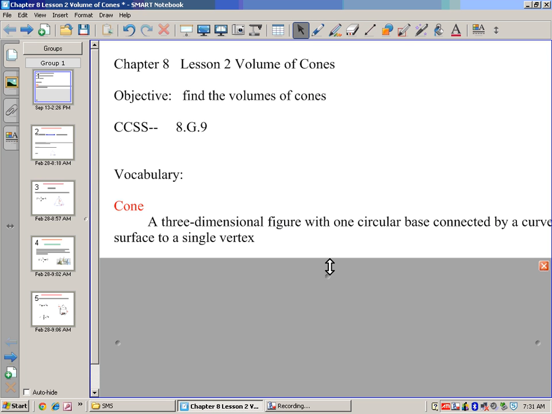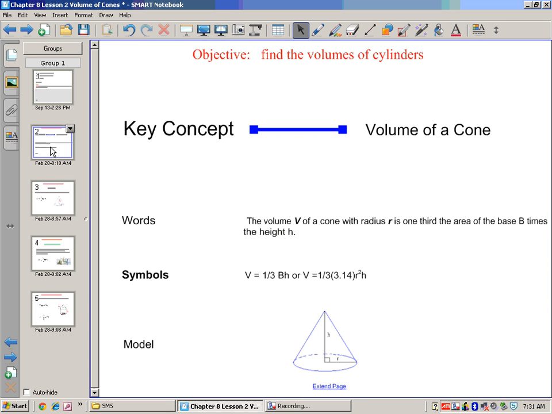Okay, write that down. Let me pause the video and then continue when you are ready. Here we go for our key concept of volume of a cone. The volume V of a cone with a radius R is 1/3 the area of the base times the height, which is H. Okay, our formula, we have V equals 1/3 capital B H.